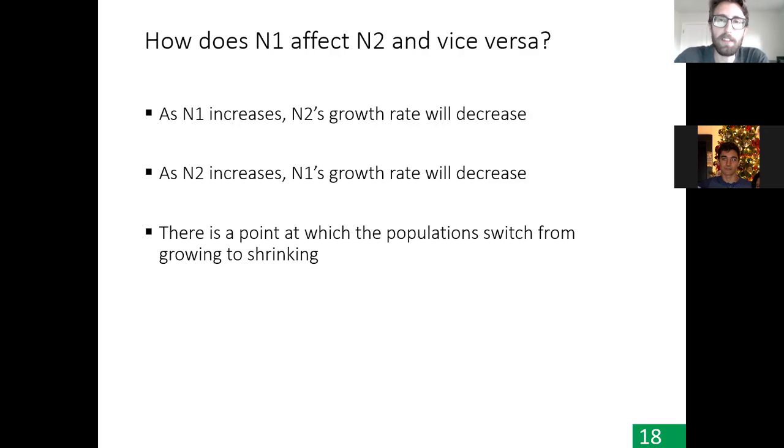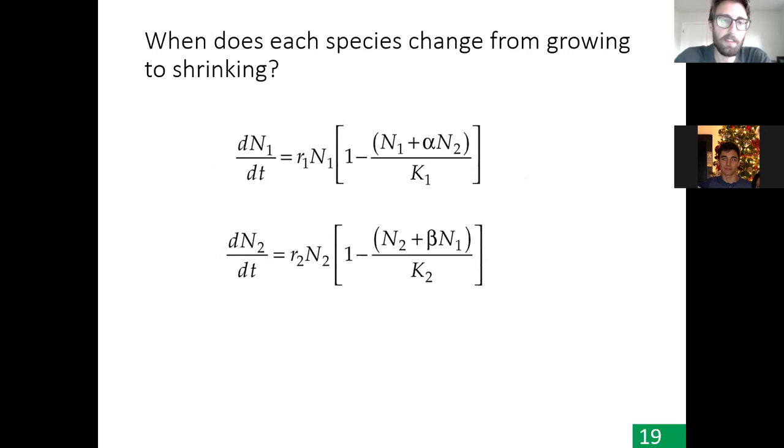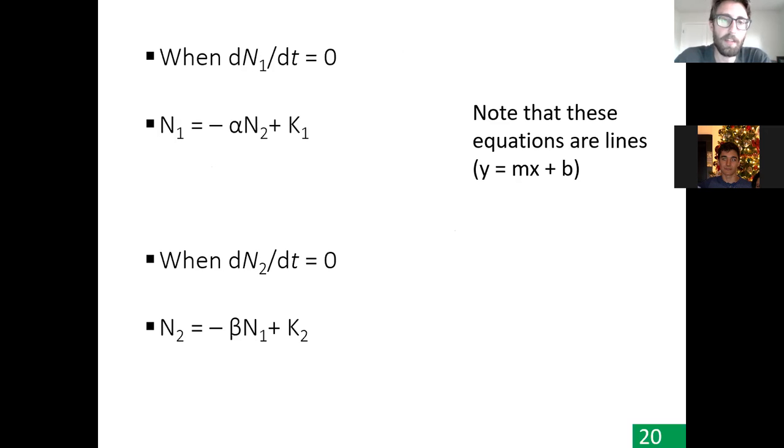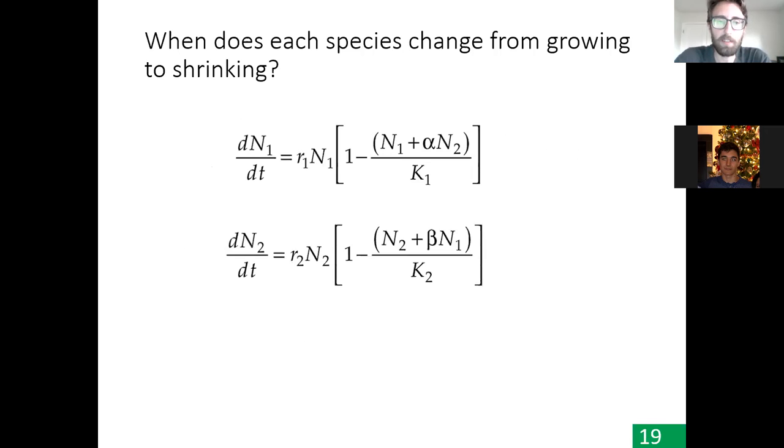And just like we did before with graphical analysis, we can predict when that switch point between populations growing and populations shrinking takes place by substituting in 0 for dN/dt. So for dN1/dt and dN2/dt, we can figure out when the switch point takes place. And we're solving for isoclines, just like we did with the predator-prey model. The question is, when does each species change from growing to shrinking? And we do that by substituting in 0 for the dN/dt's. You can try doing that on your own, substituting in 0 for the differential equation part on the left, and then solving for N1 or for N2. But what you end up getting is here.